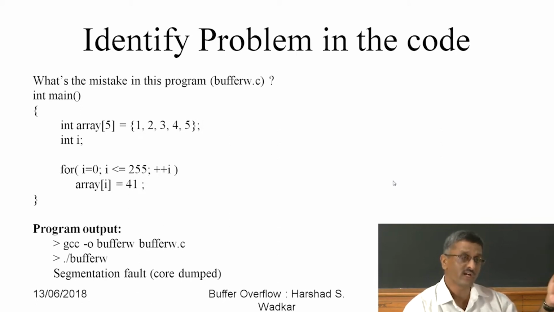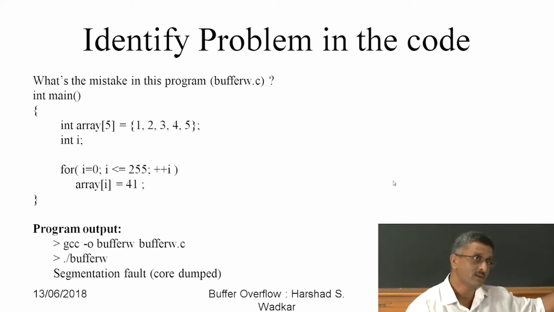In the first case, when I try to access array of 5, probably that location is not modifying my return pointer or some other frame pointer. But now when I am crossing that limit, there is a location where my return pointer is modified, and because of that I am getting the message segmentation fault. Okay? And there is a core dump.